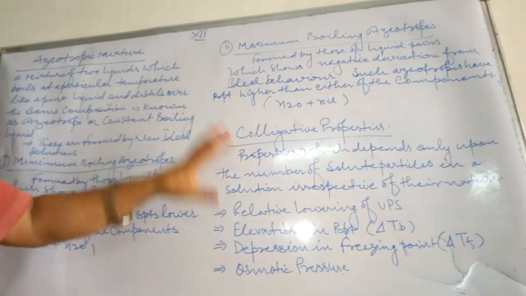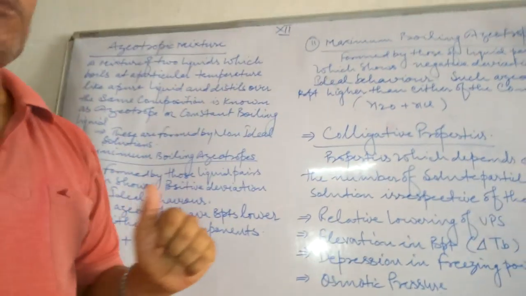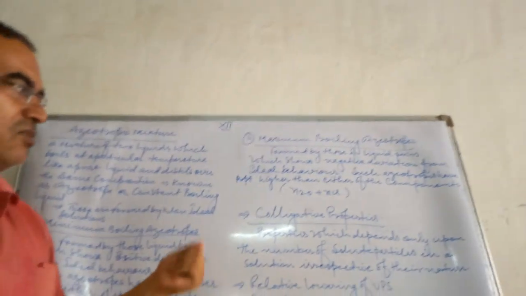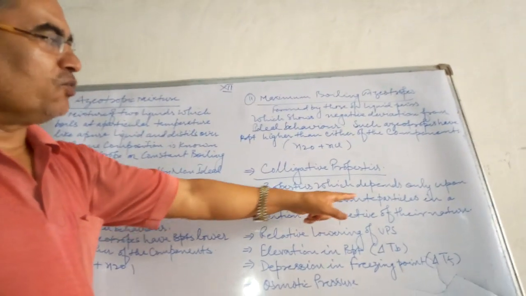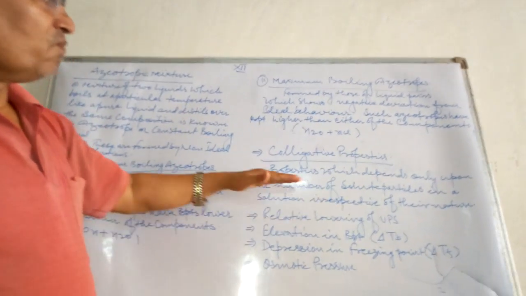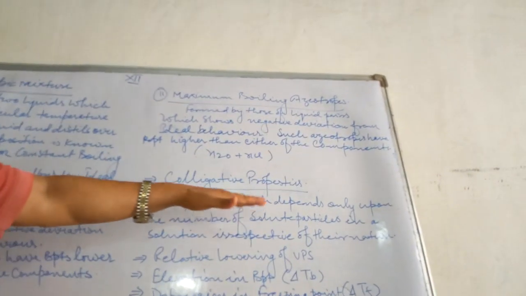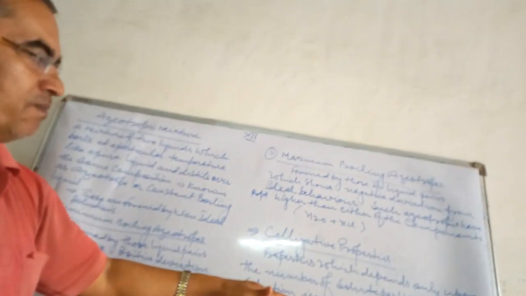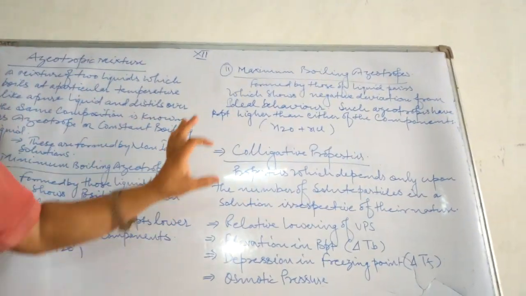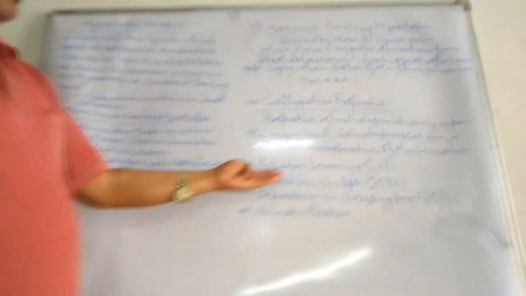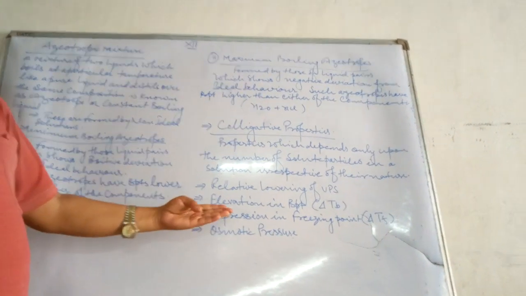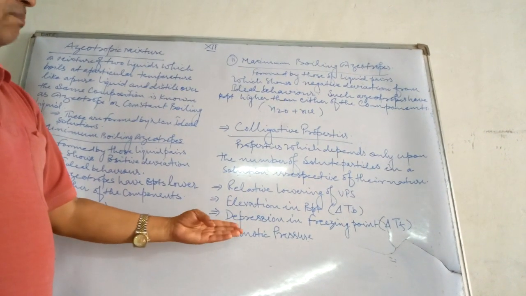Now children, we should go through the detail of colligative properties. At the very first, we should know what the colligative properties of solutions are. Properties which depend only upon the number of solute particles. This is a very special point. Properties which depend only upon the number of solute particles in a solution, irrespective of their nature, are considered to be colligative properties.